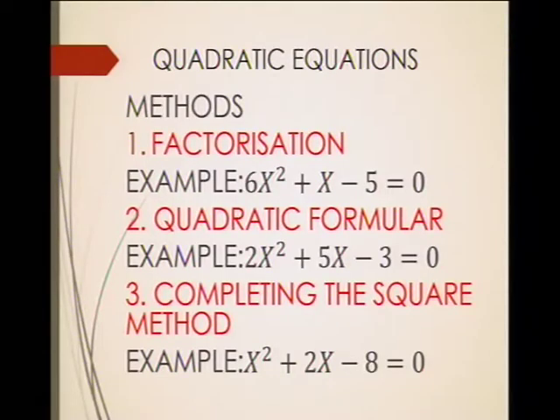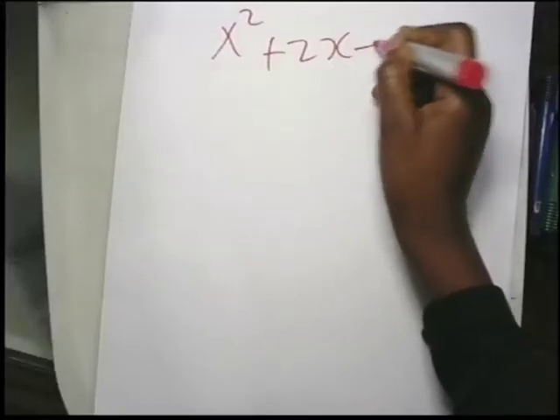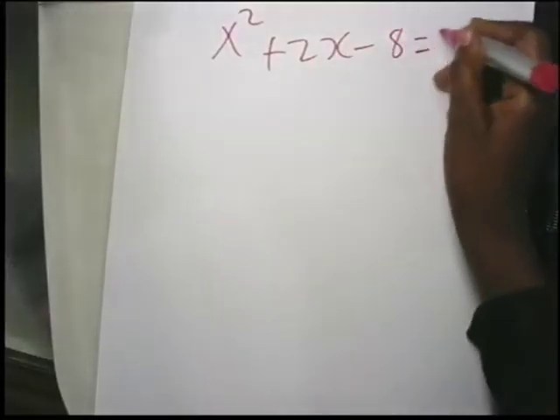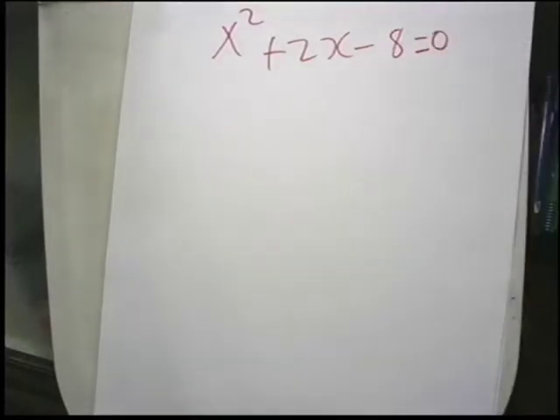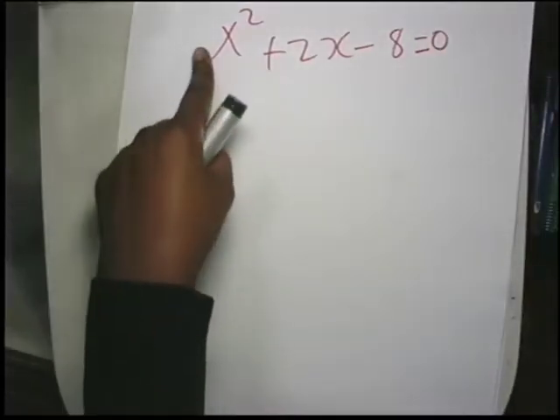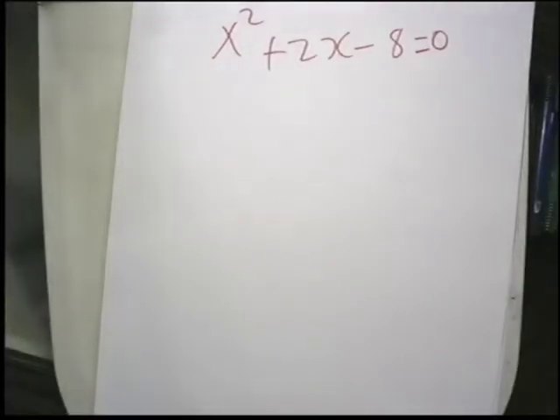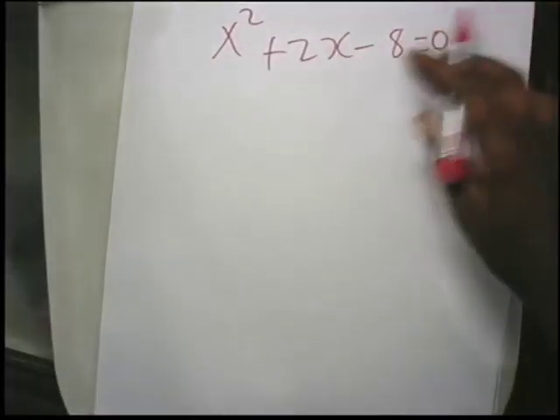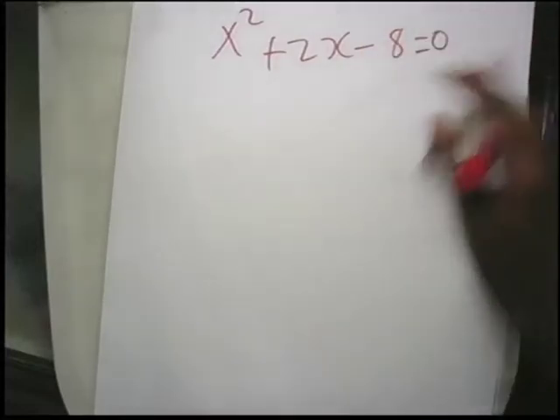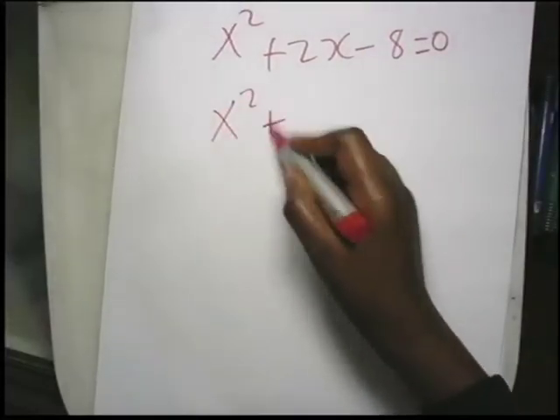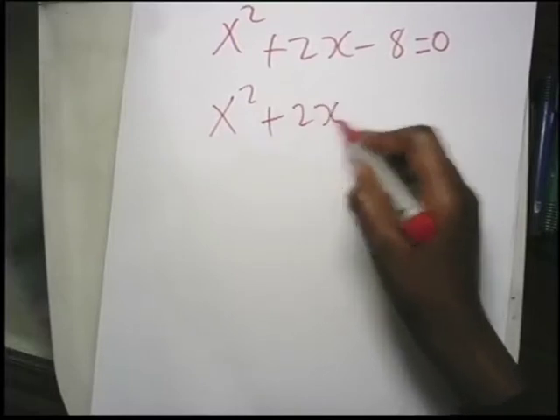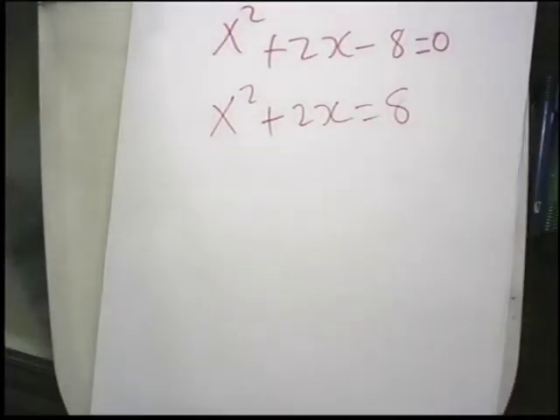Then we move on to the last method, which is the completing the square method. The completing the square method has its own rules as well. The first thing is for you to divide by a if there's any. Now our a here is 1, so if we divide by 1, it will still remain the same. The next thing is for you to take the constant to the other side. Our constant is negative 8, so when it goes to the other side it becomes a positive 8.